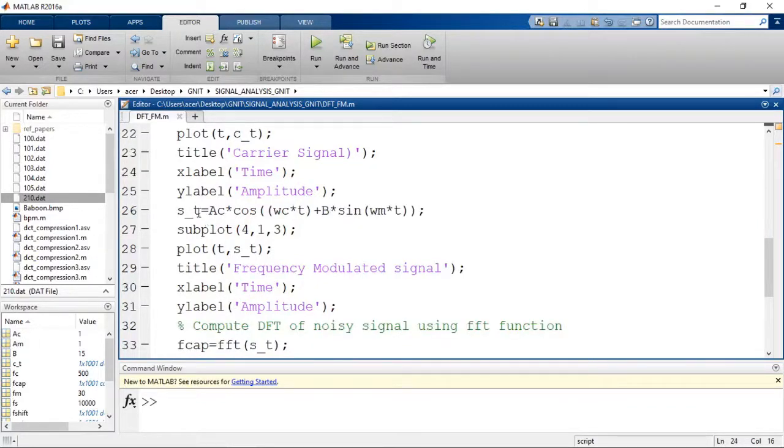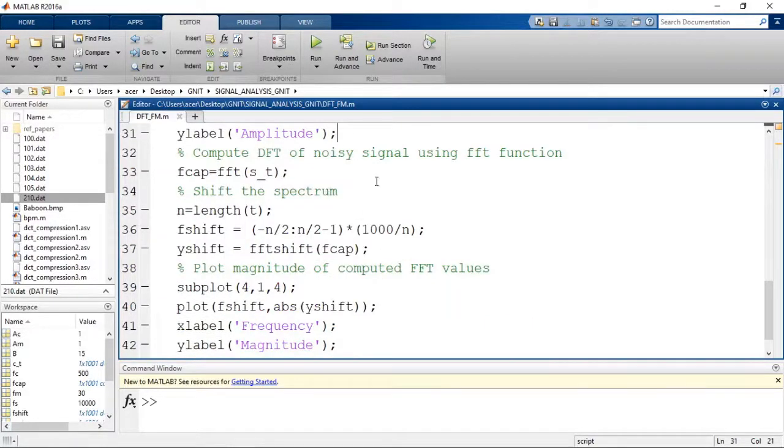Now generate the FM wave using the expression S of t equal to Ac cos of omega c t plus beta sin omega m t. This is the expression for the FM wave. After calculating the FM signal, you do the plotting: subplot 4 comma 1 comma 3, plot t comma S of t. The title is frequency modulated signal, x label is time, y label is amplitude.